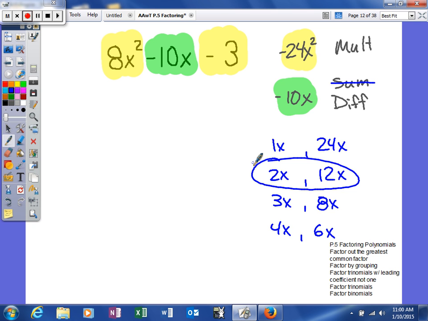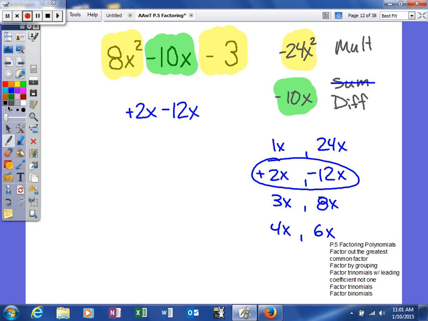Now, here's the other trick. Since we add them together and get negative 10x, when you're looking for the difference, the sign is always going to be the sign of the larger number. So that one has to be positive, and that one will be negative. We know they differ in signs, because the only way you can get a negative when you multiply things together is if your two things have different signs. So now we're going to take these two things that we found and replace them for the linear term in your trinomial. So we'll say plus 2x and then minus 12x.